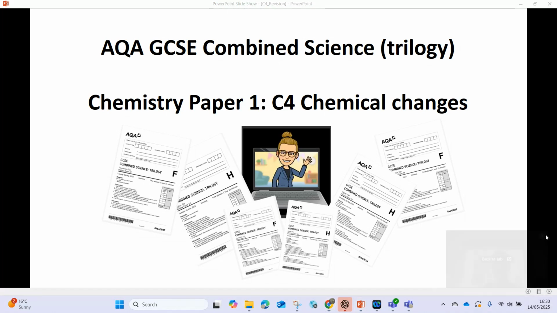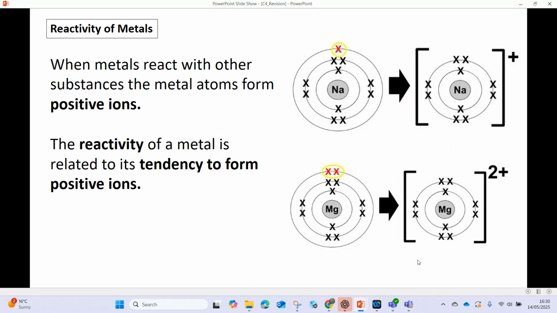So some of this knowledge actually relies on you understanding what happened in C1 and C2, and more importantly, what an ion is. So it's really important that you recognise that when metals react with other substances, they have to form positive ions. And that's what makes them reactive. So as you can see, there's sodium, and if sodium loses one of its electrons on its outer shell, then it has a full outer shell and becomes a positively charged ion.